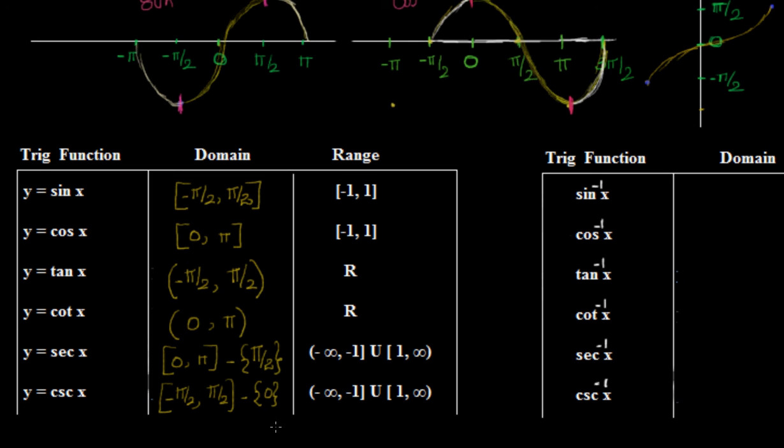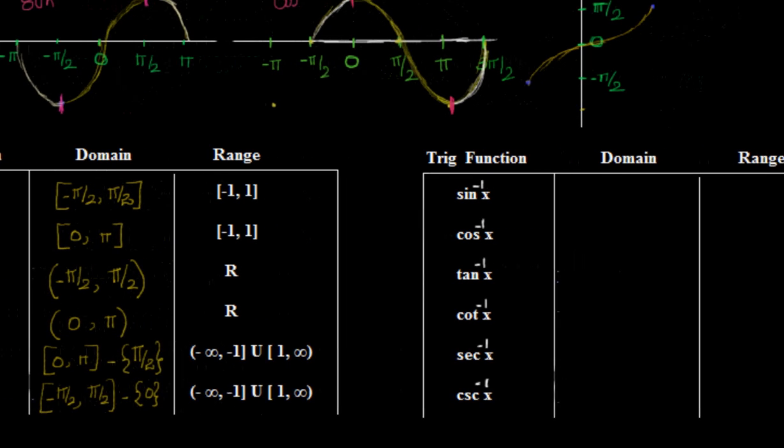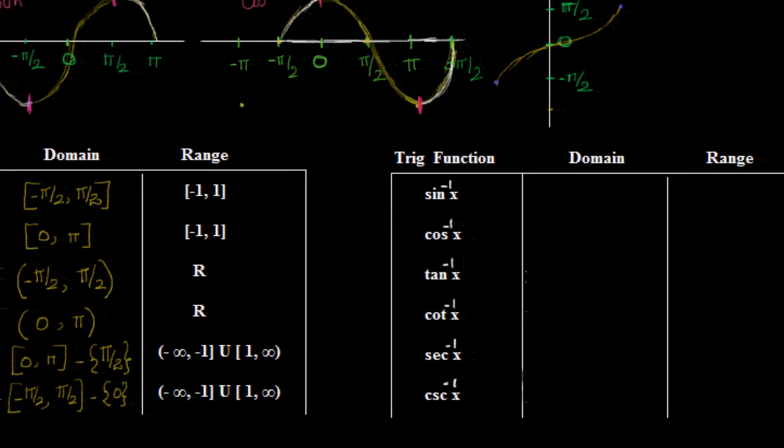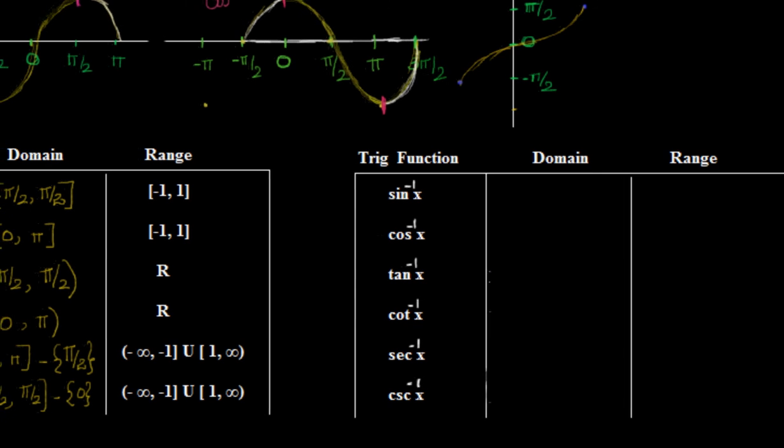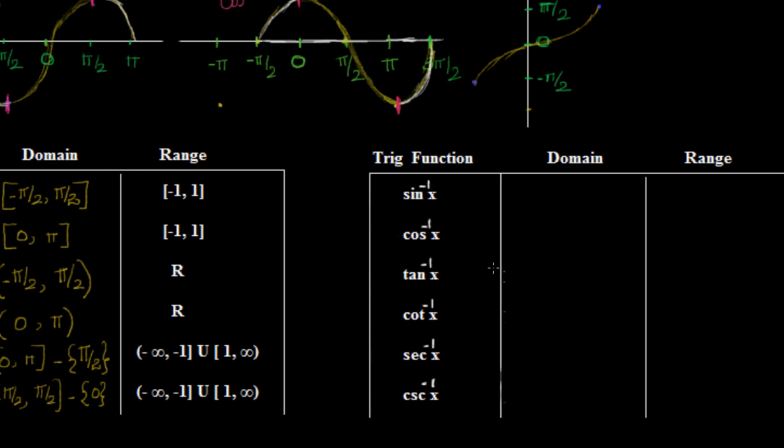If you are able to restrict the domain and range of trigonometric functions like this, then we can have inverse functions. Let us look at the inverse functions now and see how the domain and range will change. We know that the domain here becomes the range and the range becomes the domain. For sine inverse of x, the range becomes the domain, so that is minus 1 comma 1. That is the domain. For cos inverse, similarly, it is minus 1 comma 1.